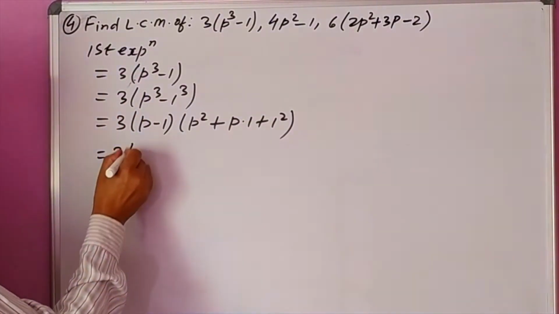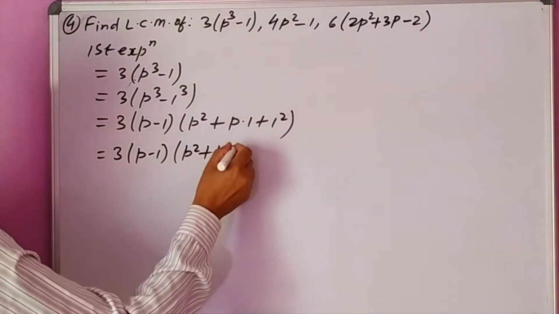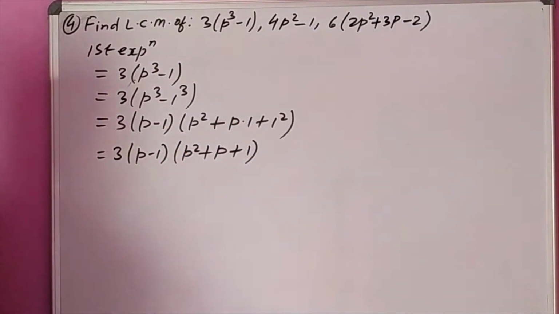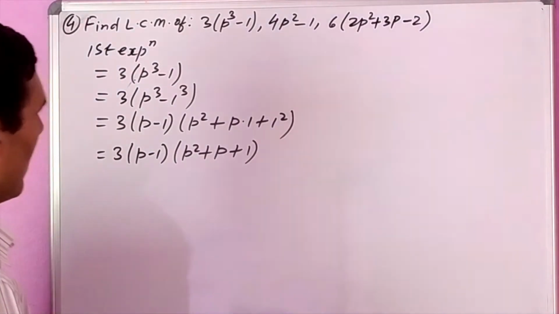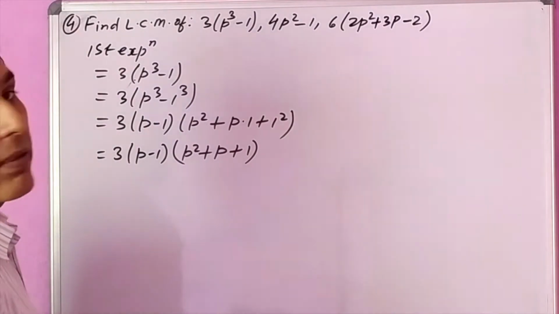So it is 3 times p minus 1, p² plus p plus 1, p into 1 it is p, and square of 1, it is 1 only. So these are the factors of the first expression.